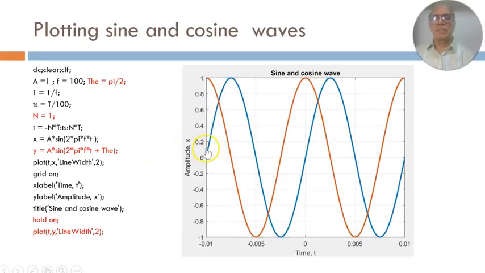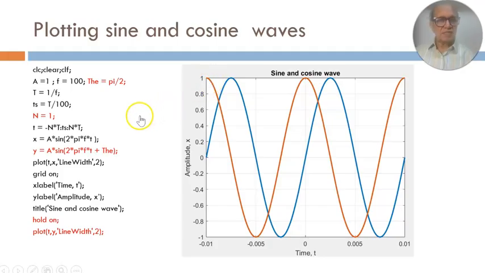You can see here, the blue line represents the sine wave. It starts from 0 and there are 2 cycles of this, whereas the cosine wave starts from 1 because it is leading the sine wave by 90 degrees, and the rest of the things are similar. This also has 2 cycles. As you can see, it starts from positive.